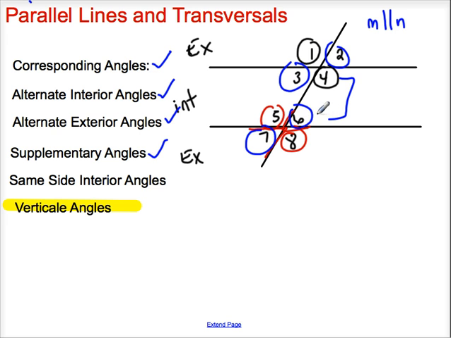Same side interior angles, are they congruent? No. Very good. What do same side interior angles total? What do same side interior angles total? 90. Close? 360. Close? 180. Same as supplementary. All right, so if you look at these two angles, here's one angle here, and here's another angle here. Both those angles together would make the 180.